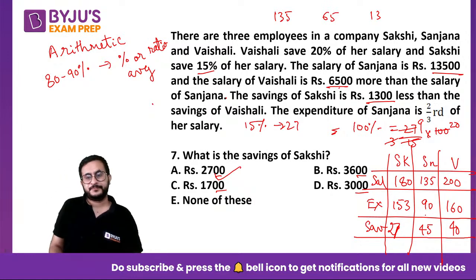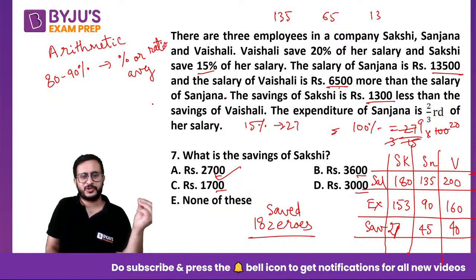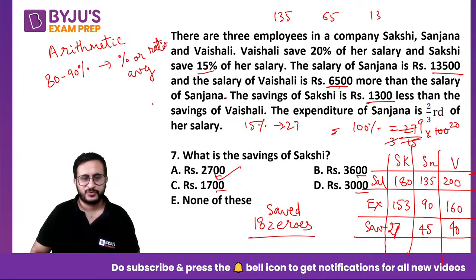Now see, we filled the table, and how many zeros did we save? 9 into 2, 18 zeros. We saved 18 zeros. Now just write 18 zeros on a piece of paper and see how much time it takes to write those zeros. If you do this in every possible way, like let's say this is one set, there is another set, or there is some quant question, let us say simple interest or compound interest, where values are given in lakhs, and you save those little things, that makes the difference, you get that extra time, right?